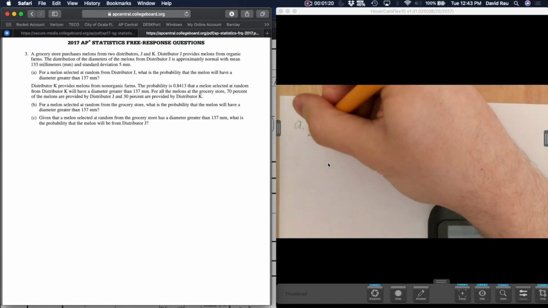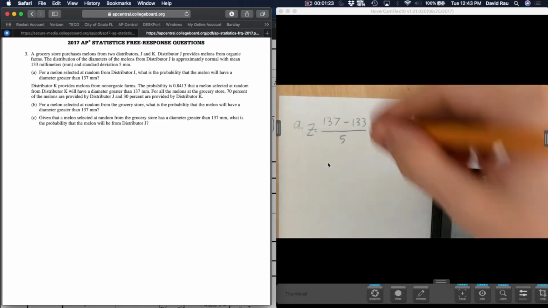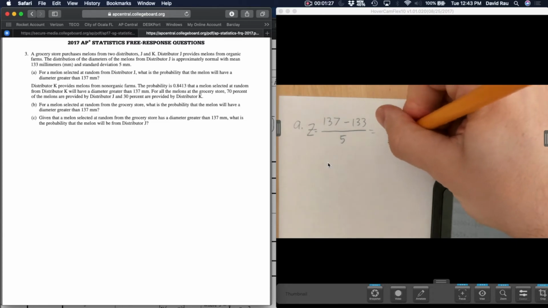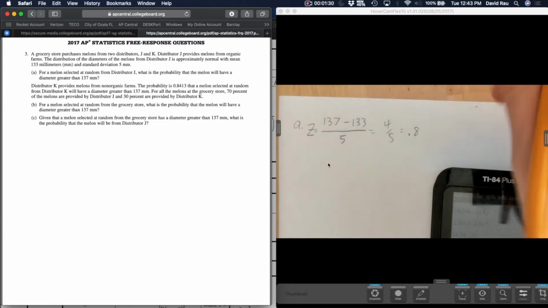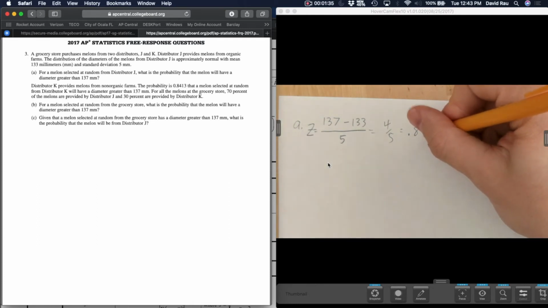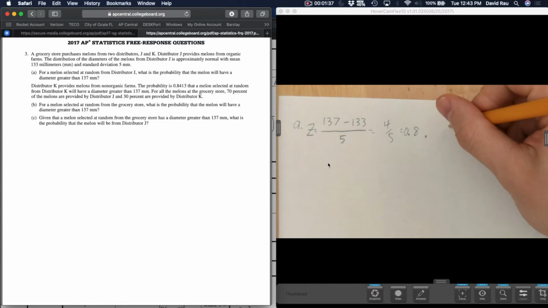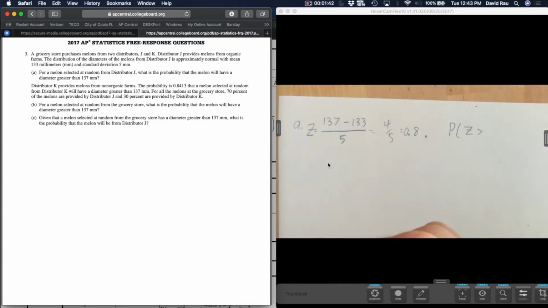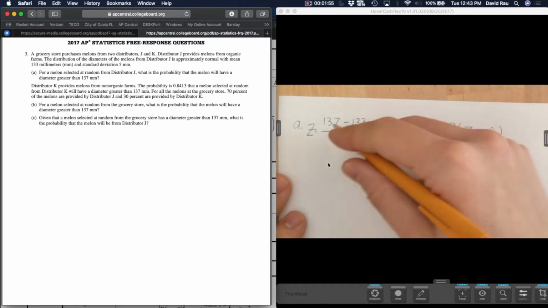So we have a z-score, that's what we're calculating here, of 4 over 5, or 0.8. Now the question is, what is the probability that our z value is greater than or equal to 0.8? Actually, no, just greater than, because they say greater than 137. This is really what we're finding, the odds that we get something bigger than that amount.